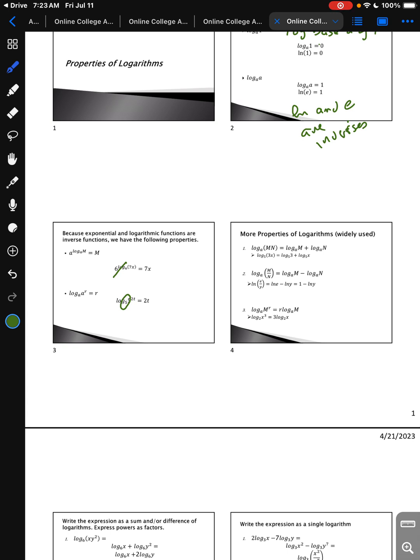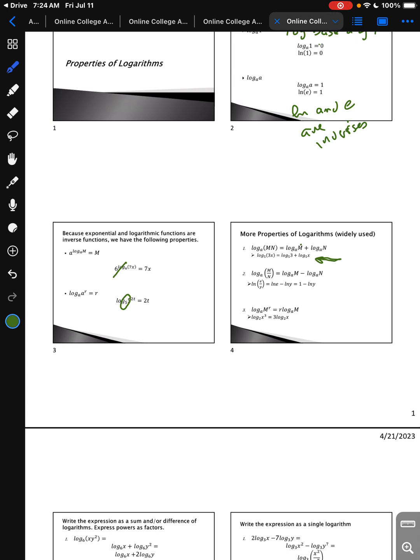Now you can add logs, you can divide logs. So if I have log base a of m times n, that's equal to log base a of m plus log base a of n. So if I have log base 5 of 3x, that's equal to log base 5 of 3 plus log base 5 of x. That'll be pretty useful for you. That's a good one to remember. And just like that, if I have the log of a division problem, that's equal to log base a of m minus log base a of n.